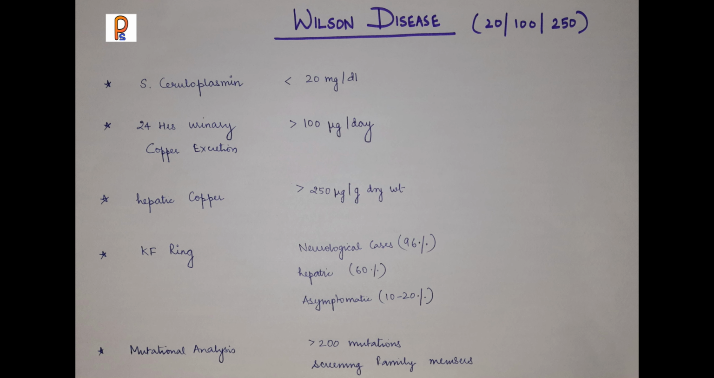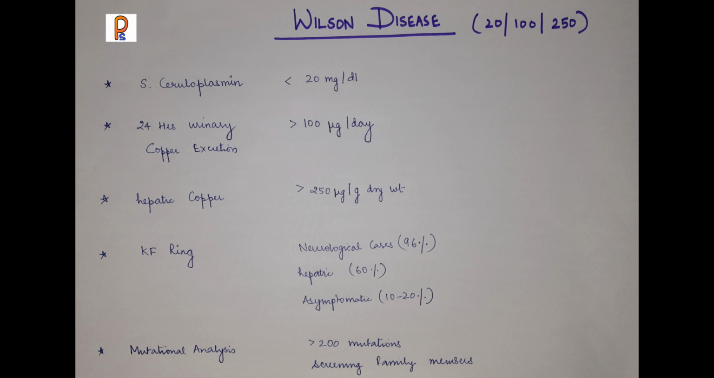or as we are aware, accumulation of copper is also occurring in the cornea, it will lead to the formation of a ring that is called Kayser-Fleischer ring. If the KF ring is present, then also it's diagnostic for Wilson's disease. It is present in 96% of neurological presentation, 60% in hepatic, and in asymptomatic patients 10 to 20% we may get KF rings. Now, mutational analysis, we don't commonly do mutation analysis because more than 200 mutations are known for Wilson's disease, but it can be used for screening the family members who are asymptomatic.